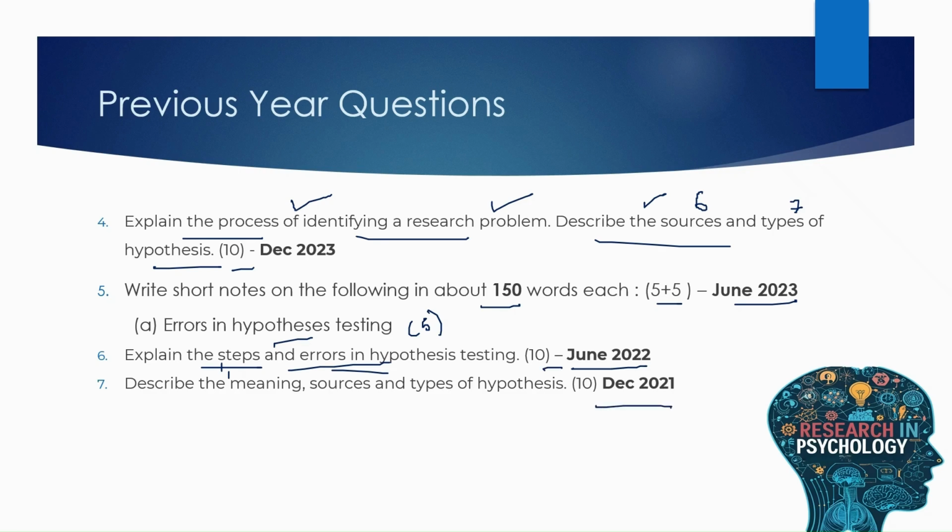Then December 2021, we had: describe the meaning, sources, and types of hypothesis. You have to write the meaning. We have discussed sources, 6 of them. And types, we have discussed 7 of them. Right? So this was all about the previous year questions also. In our next video, we'll continue with unit 3.